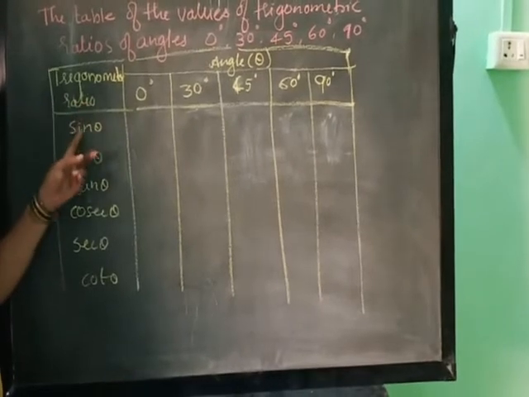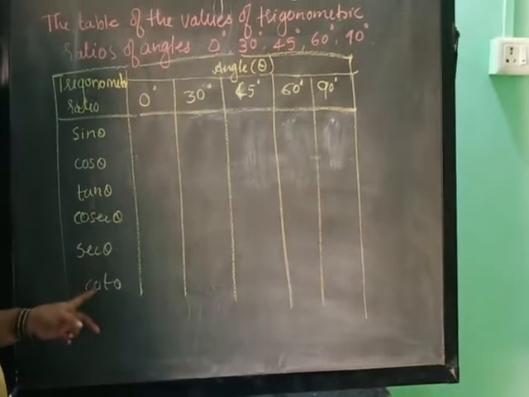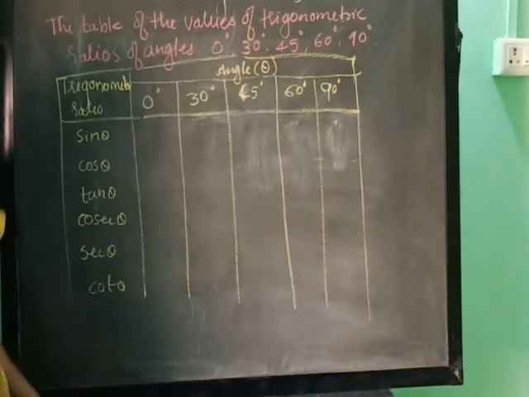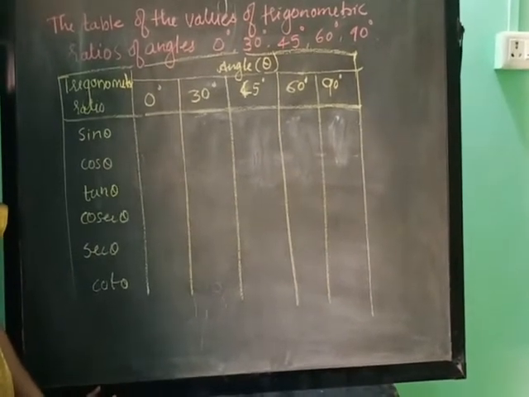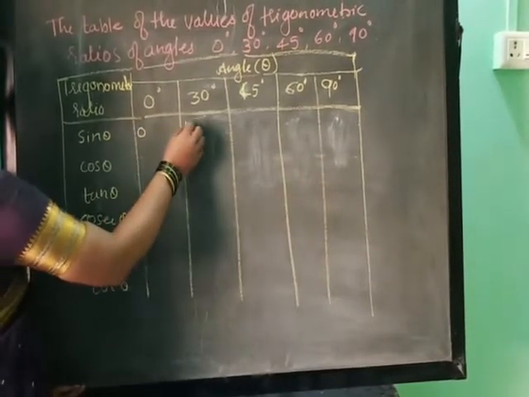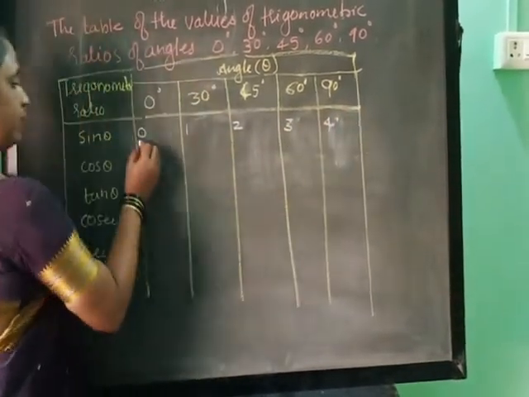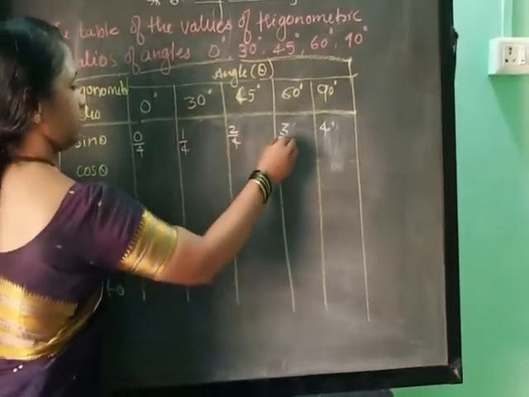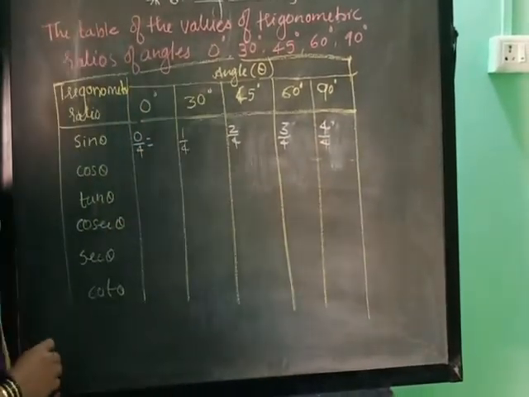Now the trigonometric ratios I have written here: sin theta, cos theta, tan theta, cosec theta, sec theta and cot theta. Now we have to derive the values for all these angles. I will tell you one easiest method to derive them. See, we will write the numbers in front of sin theta: 0, 1, 2, 3, 4. Now we will divide these numbers by 4. After dividing by 4, we will take the square root of this.